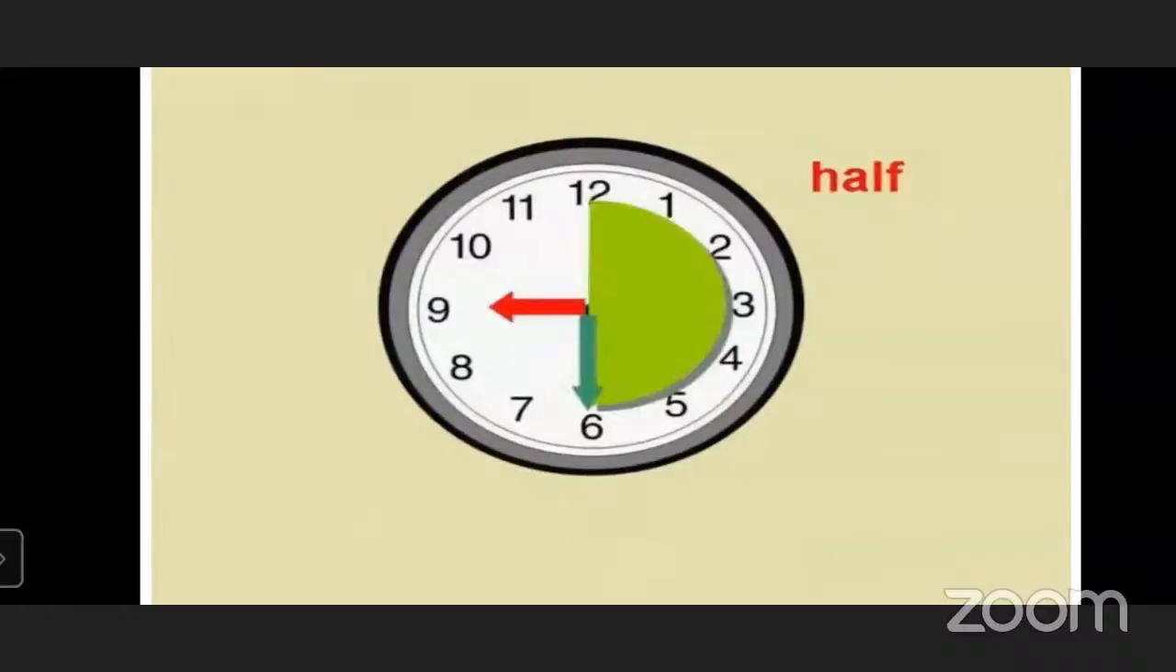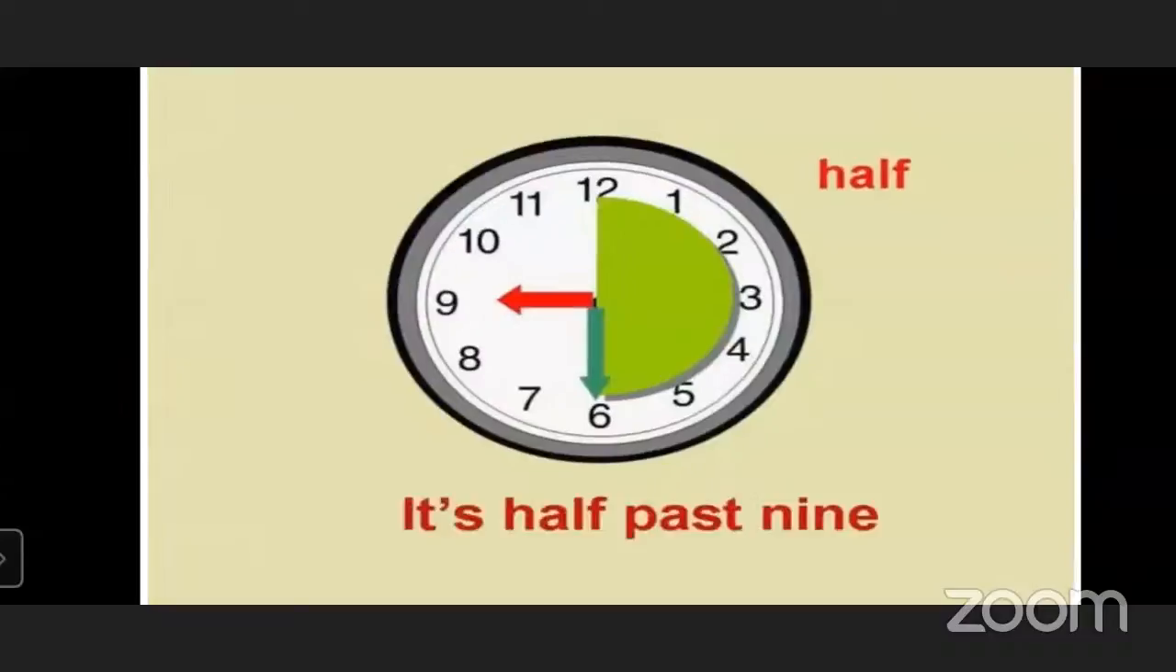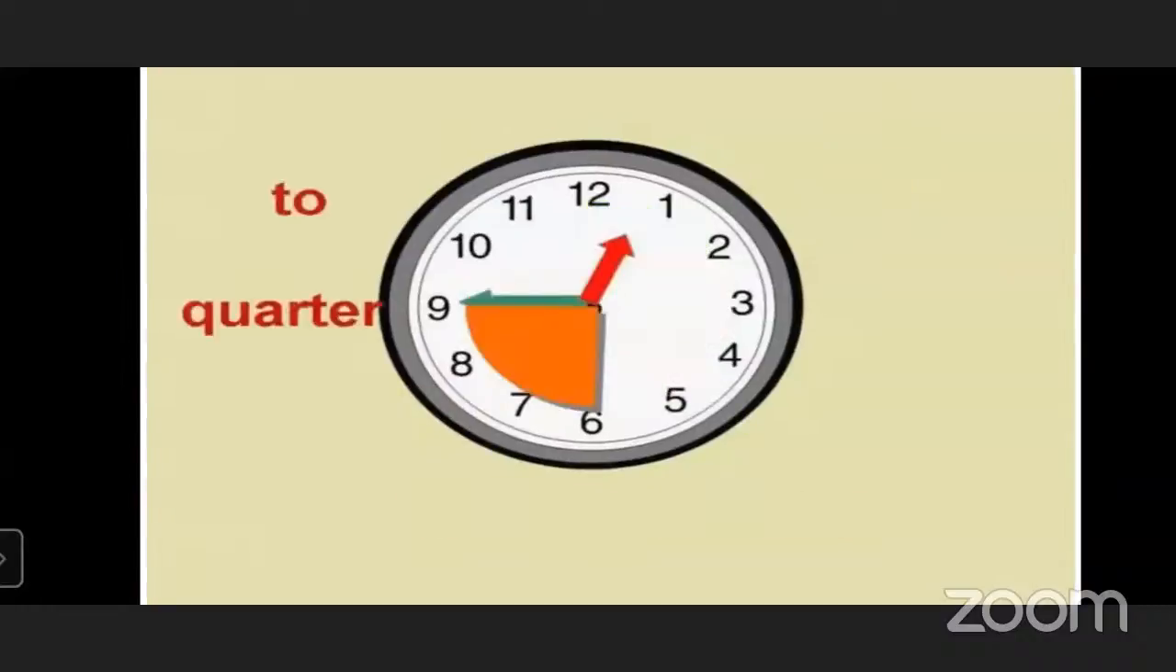It is a half time. So how to read this time? Half. Yes, very good. Half past 9. The hour hand is past 9. So that's why it's a half past 9. Very good. Half past 9.